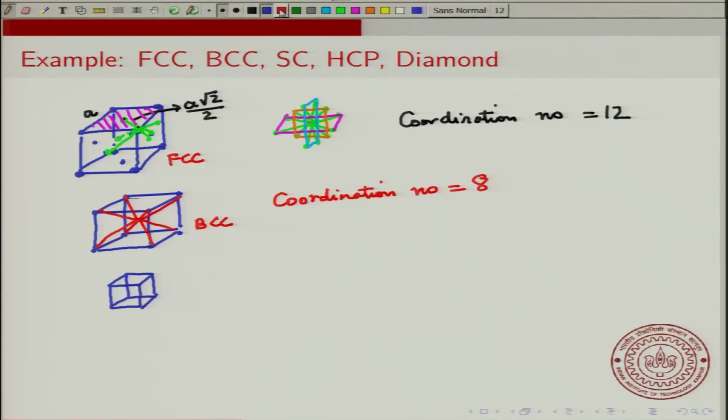Because in this case now each atom will have 1, 2, 3, and then it will have 4, 5, 6. So each atom will have 6 nearest neighbors. So in simple cubic, I will write coordination number equal to 6. Okay, so the coordination number increases as you go from simple cubic to body centered cubic to face centered cubic.